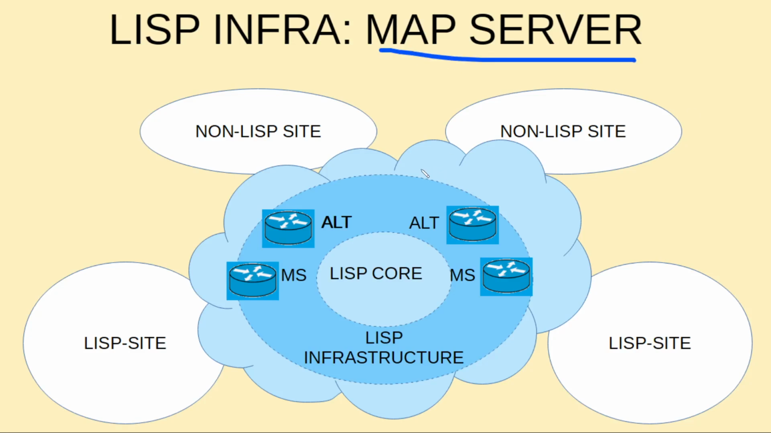Next, we have the map server. The map server is probably the most important device within a LISP deployment because it holds the complete routing information base for LISP. This routing information base is rather called the mapping database, or for some commands, it can also be referred to as site registration database. You can have more than one map server in order to have redundancy.